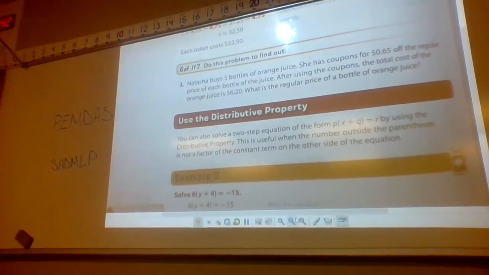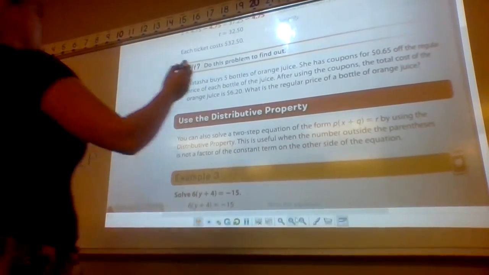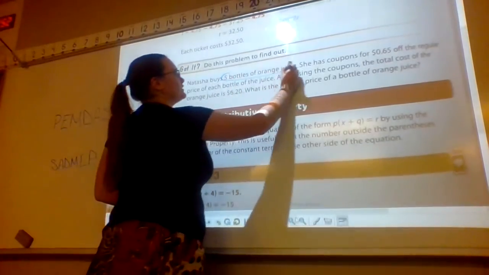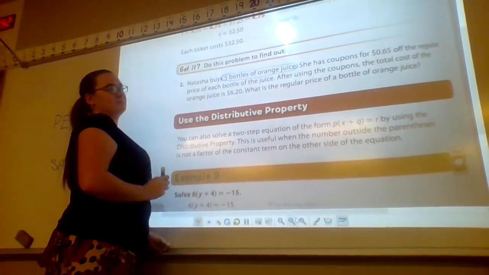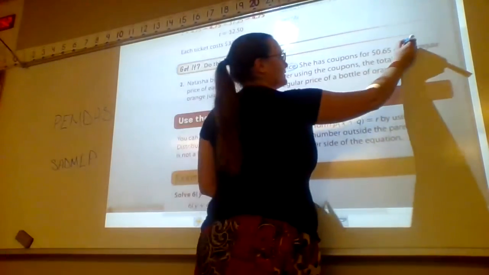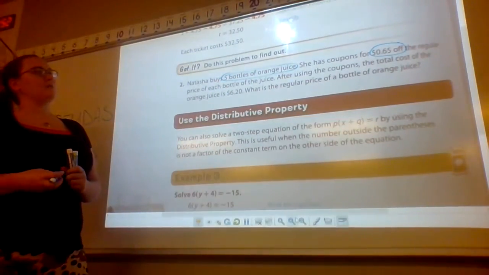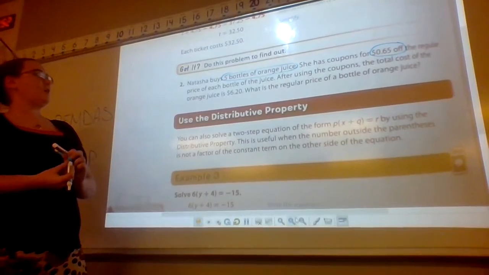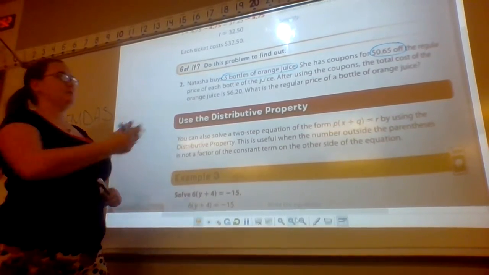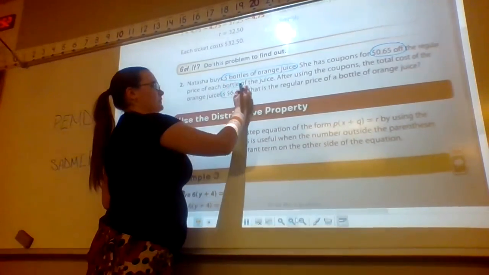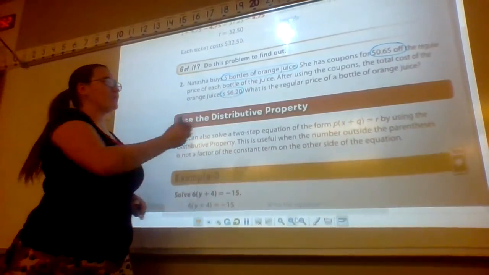What's important to know? 5. 5 what? Orange juice. You do need to know 5 bottles of orange juice. What else? Coupon. 65 cents off the regular price of each coupon. After using the coupons, the total cost of orange juice is $6. What is the regular price of the orange juice?